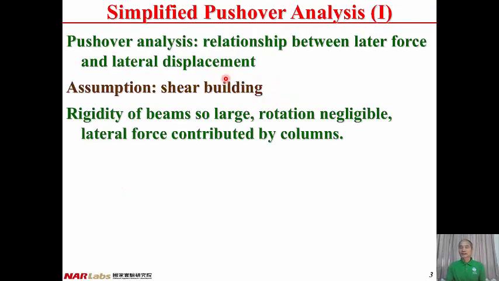Pushover analysis. In pushover analysis, we would like to find the relationship between lateral force and lateral displacement of a building. And the analysis has been simplified under the assumption of shear building. By this assumption, the beams are assumed to be very rigid, so that rotation can be negligible. And then the lateral force and the lateral displacement of the building is mostly contributed by columns.